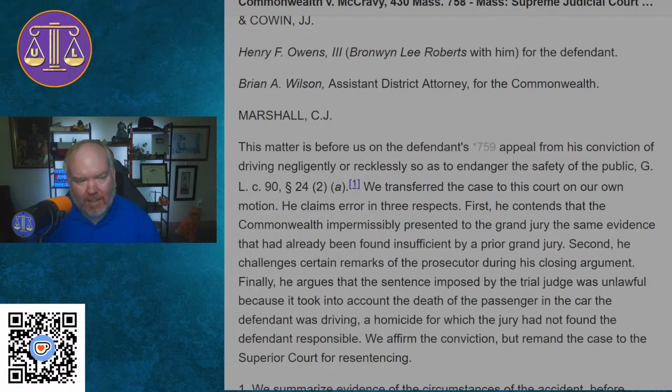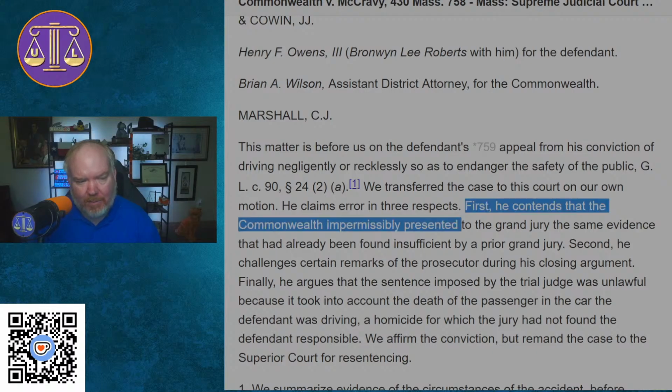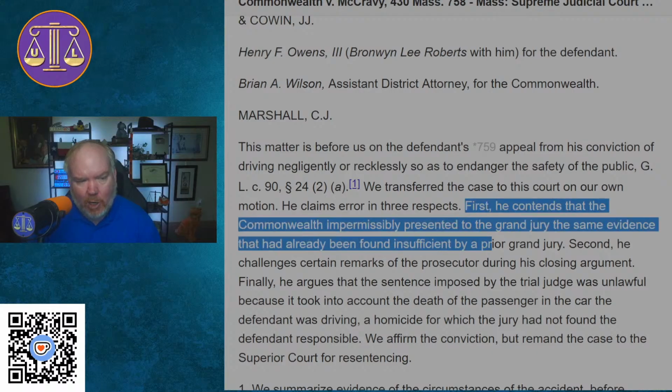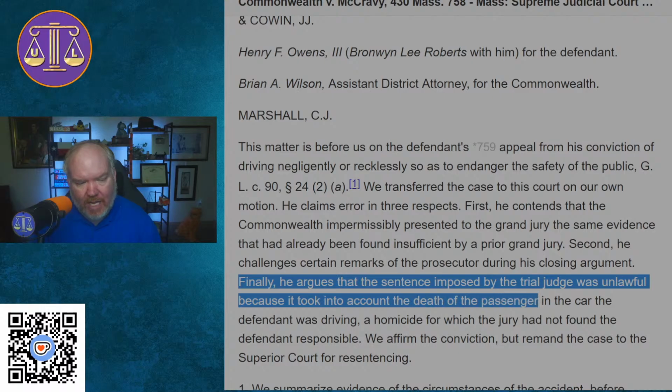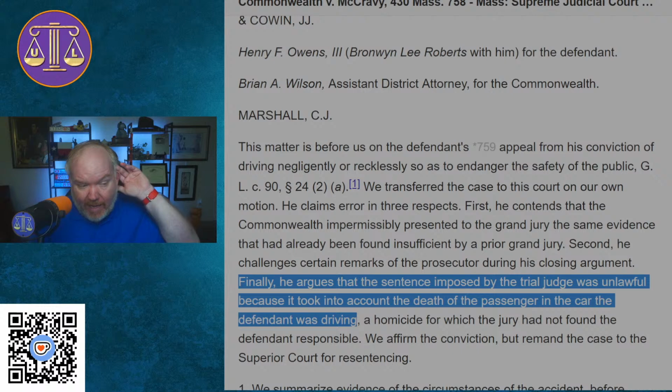First, he contends the Commonwealth impermissibly presented to the grand jury the same evidence that had already been found insufficient by a prior grand jury. Second, he challenges certain remarks of the prosecutor. Finally, he argues the sentence imposed by the trial court was unlawful because it took into account the death of a passenger in the car the defendant was driving, on a homicide for which the jury had found him not responsible.